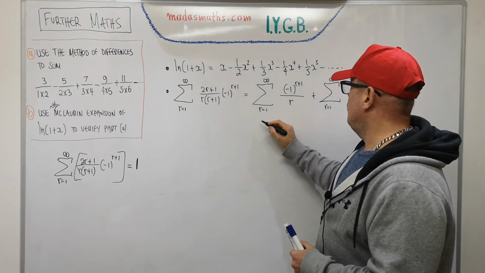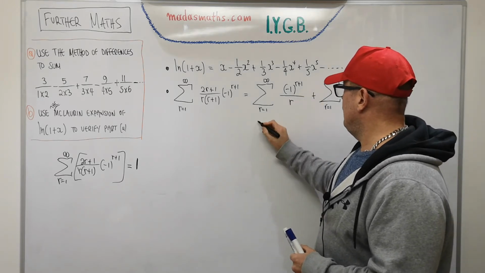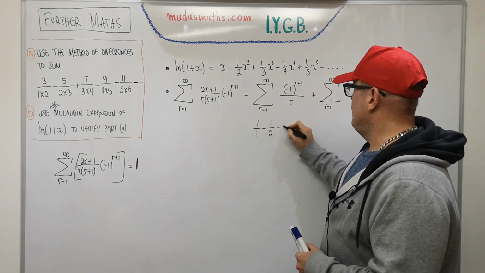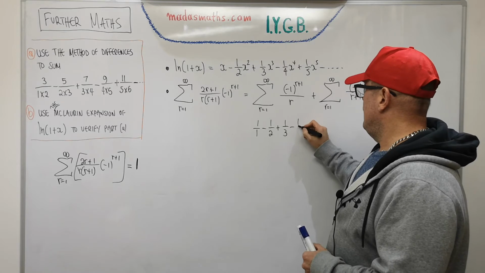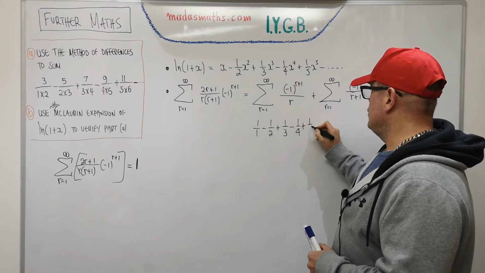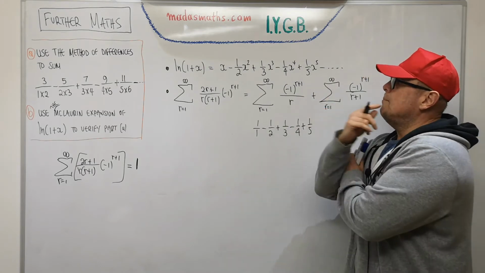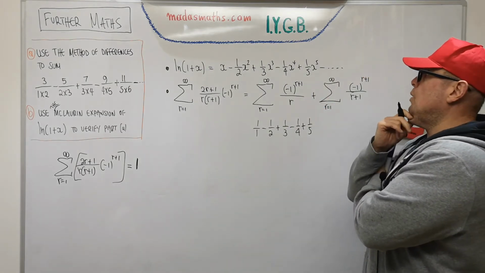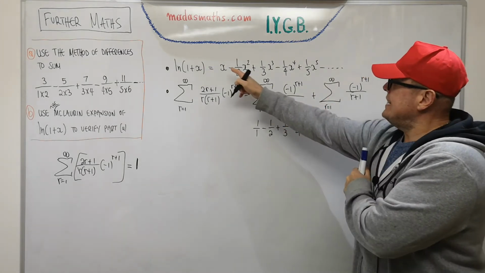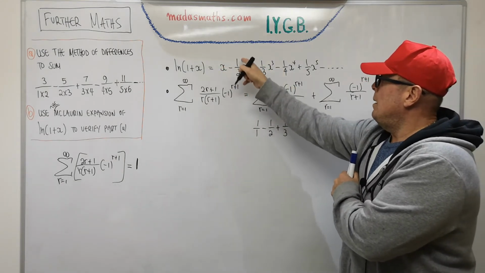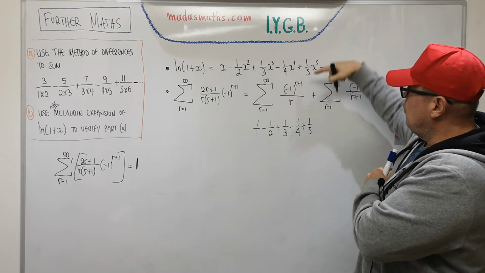We're going to get, of course, it starts with positive. We're going to get 1 over 1, then minus a half, plus a third, minus a quarter, and so on. This comes out of this. And then if we look at the Maclaurin of the log of 1 plus x, we're getting exactly the same coefficients of x. That's a 1 minus a half plus a third minus a quarter.